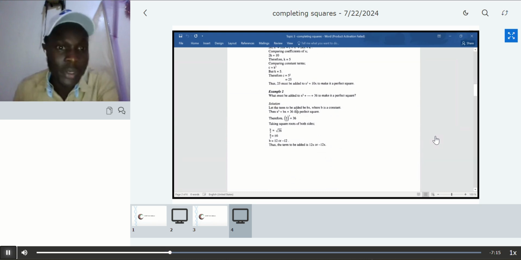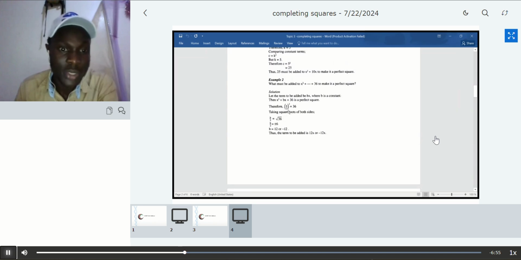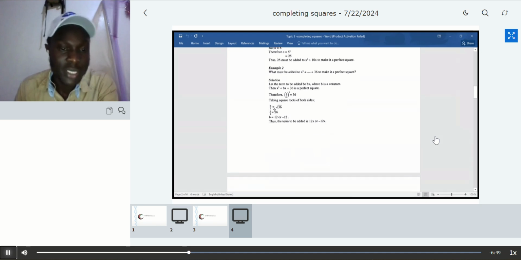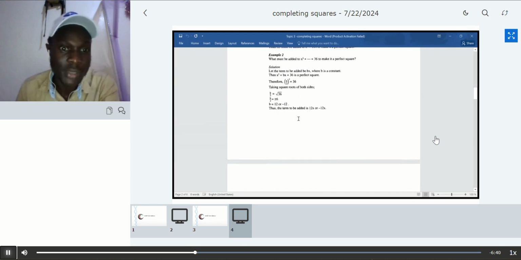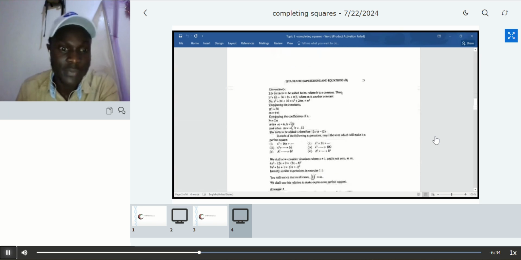We have example 2. What must be added to x squared plus blank plus 36 to make it a perfect square? We let the term to be added be bx, where b is a constant. Then x squared plus bx plus 36 is a perfect square. Therefore, b over 2 squared will give us c, that is 36. Taking the square root of both sides, b over 2 is equal to plus or minus 6, and our b will be 12 or negative 12. Thus, the term to be added is 12x or negative 12x.